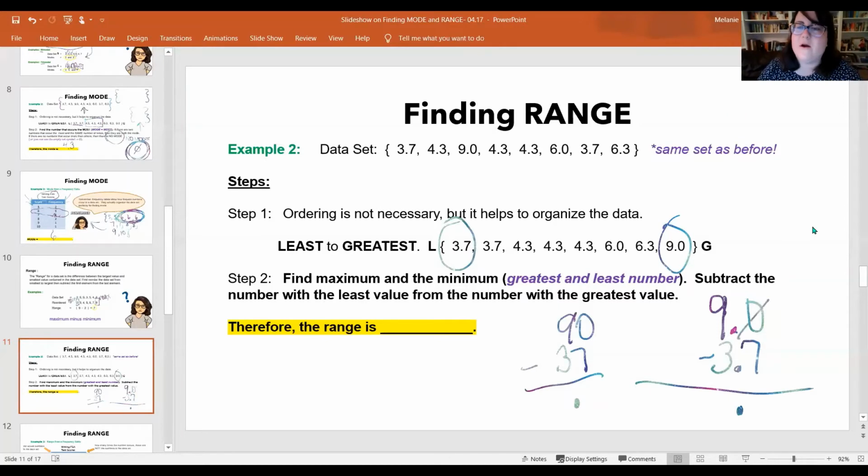So you have to borrow. You have to regroup, as they say. So 9 turns into 8. So then I know that this is going to be a 3, and then 8 minus 3 is 5. So if you said 5.3, you were correct.